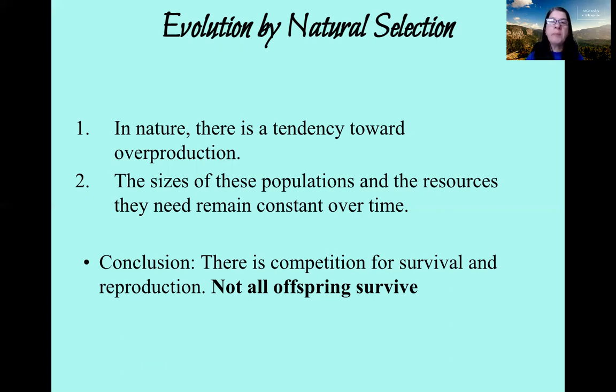So how can we explain the huge production of offspring versus very little change in population size and very little change in resources needed? Well, the conclusion that can be drawn from these observations is that not all of the offspring survive. And we know that now for a fact, that for many organisms, only a small proportion of their offspring will survive. So there is a competition for survival, a competition for reproduction.